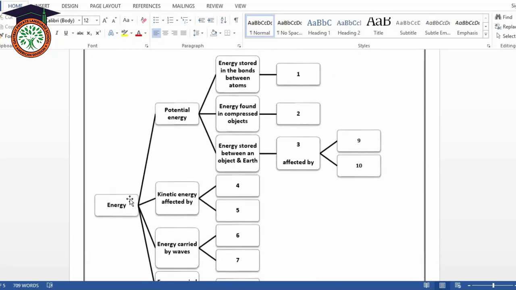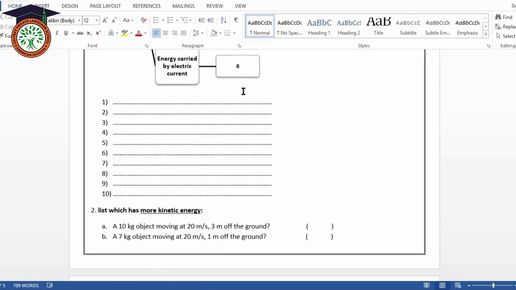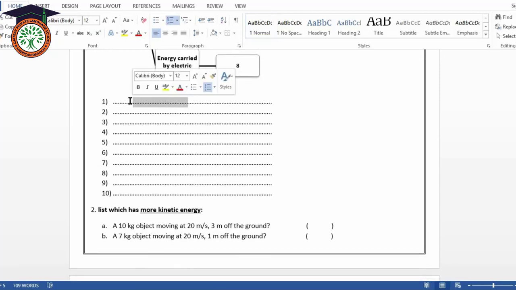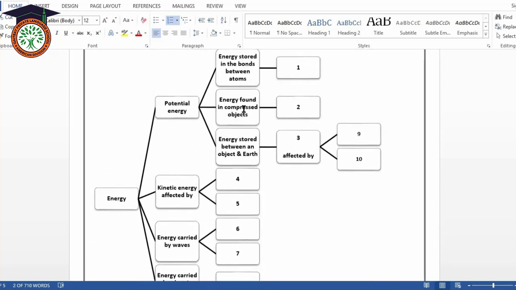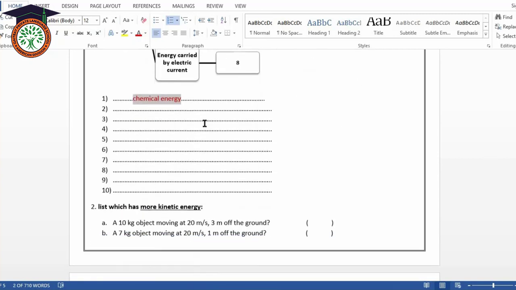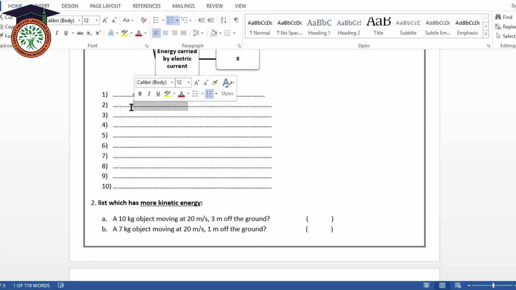Okay. So we have here also a graphic organizer. We have to answer the right questions in this. We have different points, energy, and let's start with the potential energy. We have 3 kinds of it. The first one, number 1, says energy stored in the bond between atoms, so it will be the chemical one. Chemical energy. This is the answer.